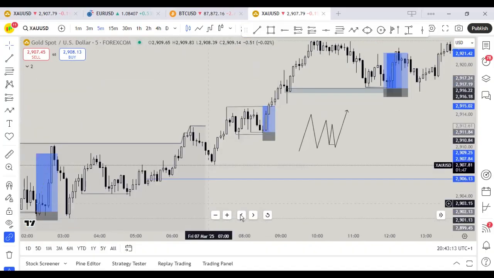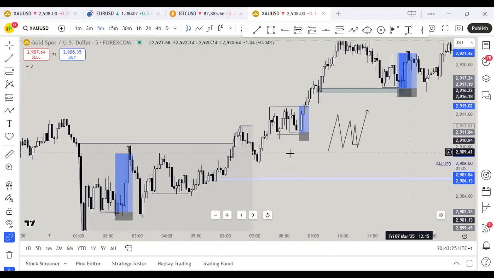Let's look for more trades. Okay, I'm going to send you guys a picture after the class. I think I still have it. I'm going to send you guys a pic.